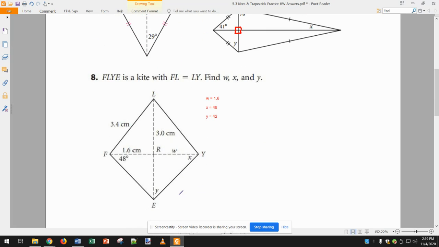Okay, number 8. W is the same as 1.6. These segments are congruent. And then y can be found by doing 90 minus 48, which is 42. And x is congruent to 48.